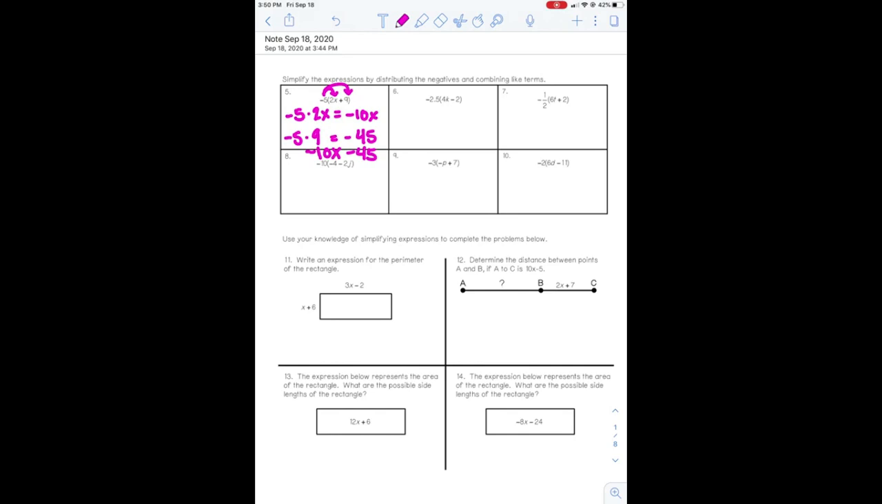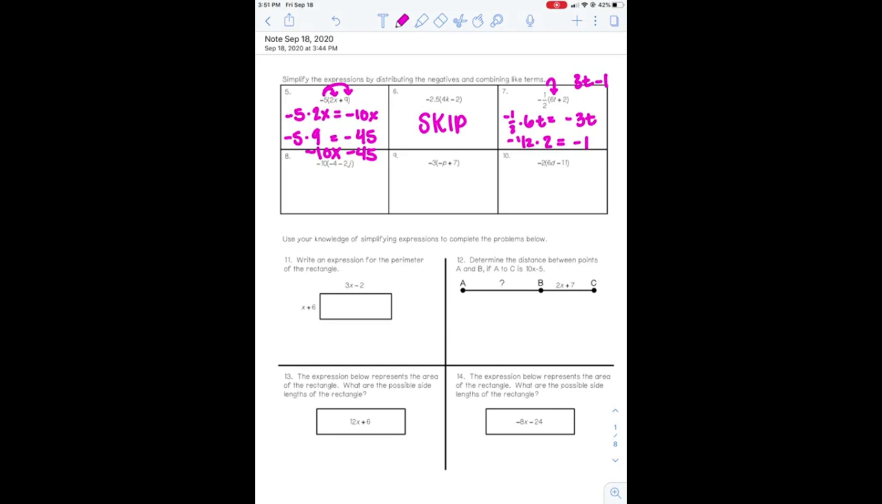So I'm going to do the same thing on the next problem. But I'm going to actually skip number 6 and go to number 7. So I'm going to take -1/2 times 6t. It's going to give me -3t. And then I'm going to take -1/2 times the +2 I have, and that's going to give me a -1. So my final expression is going to be -3t minus 1.